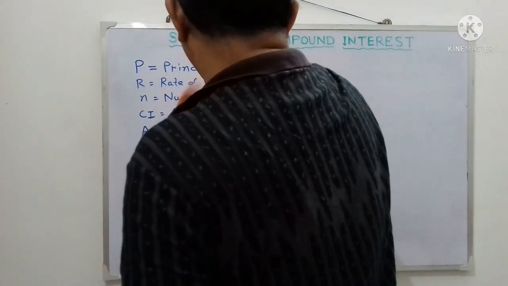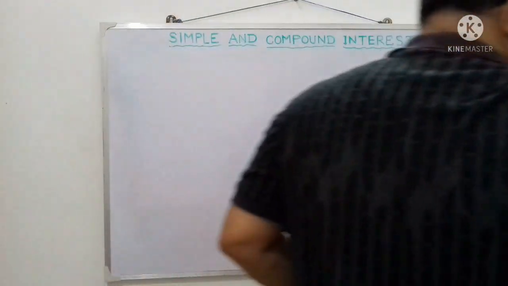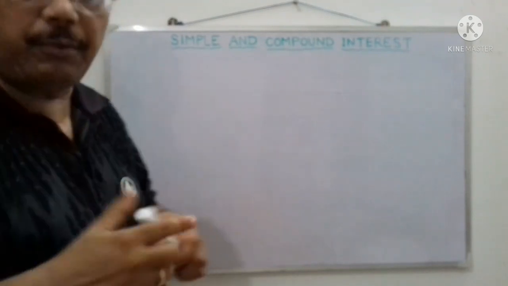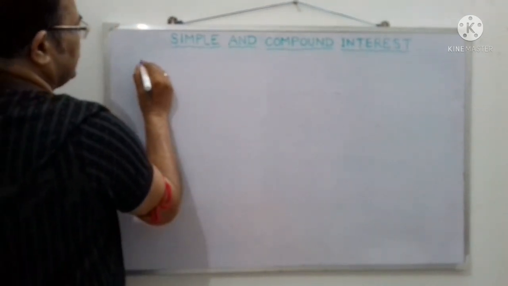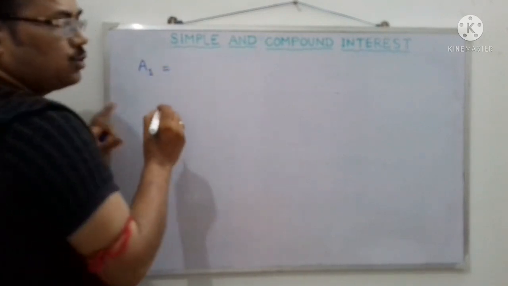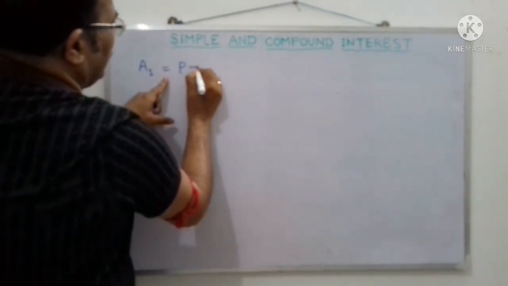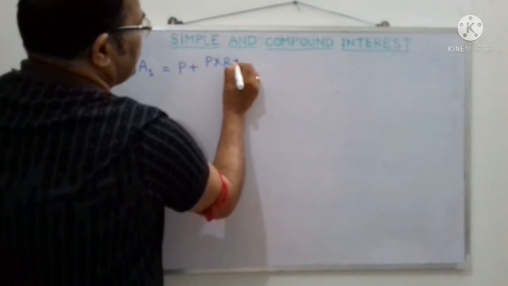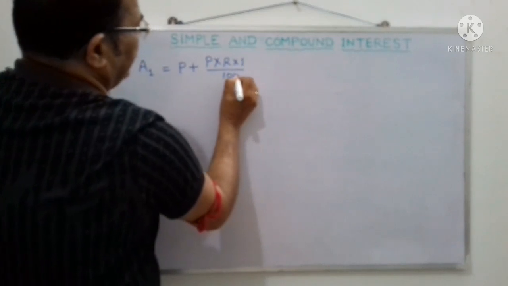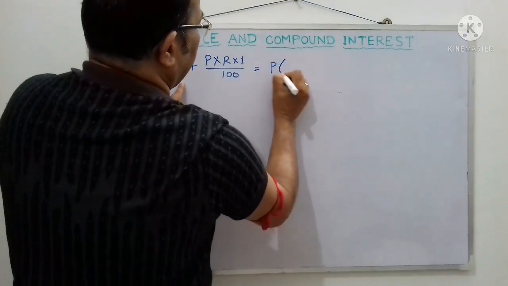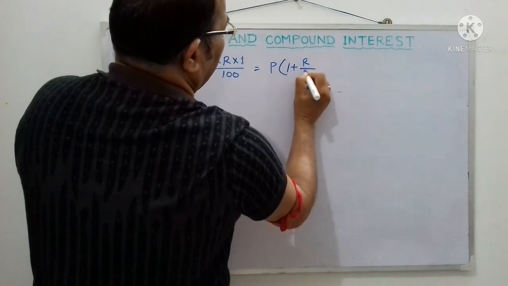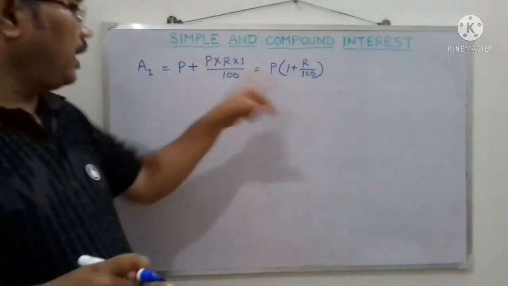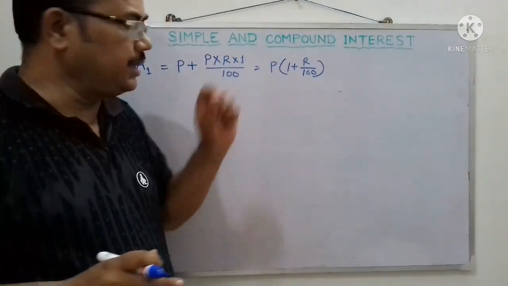Now let us establish the relation between these terms. First of all, at the end of the first year, what will be the amount? Suppose that is A1, equals principal plus PRT by 100, P into R, time is 1 year, by 100, that means P into 1 plus R by 100. This is the gross amount payable after 1 year, at the end of the first year.